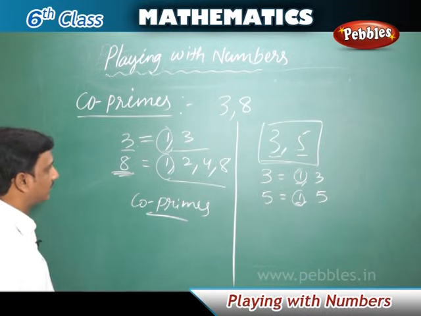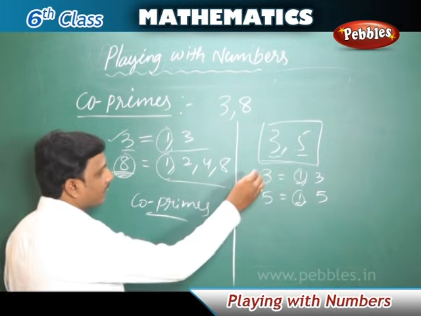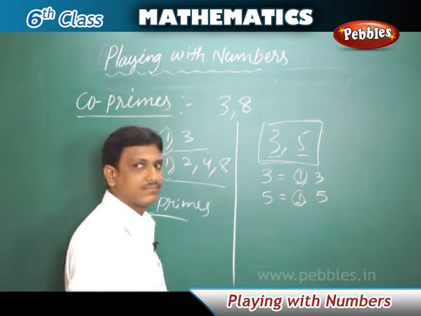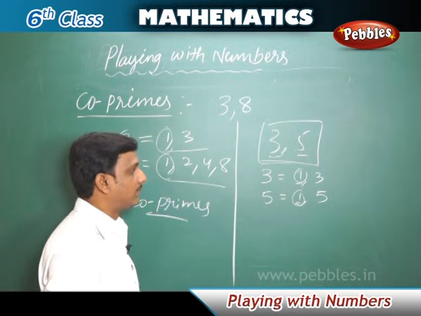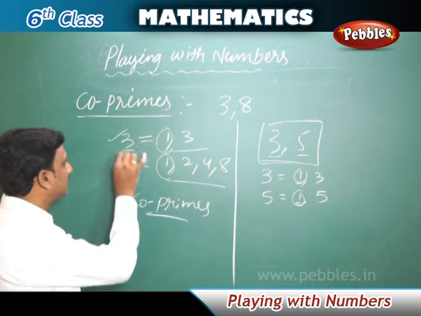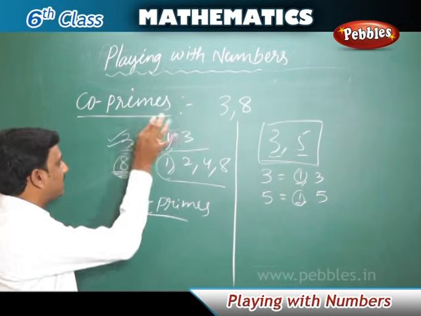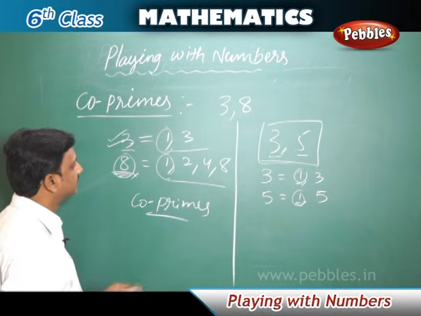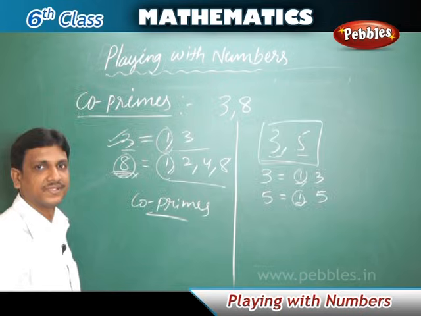This is not a prime number. Of course, 3 is a prime number, but 8 is not a prime number. So here we can understand that relation. What is that relation? All prime numbers are co-primes because they have one in common. But all co-primes need not be prime numbers, because see this example, 3 and 8. 3 may be a prime number, but 8 is not. So all the co-primes need not be primes.